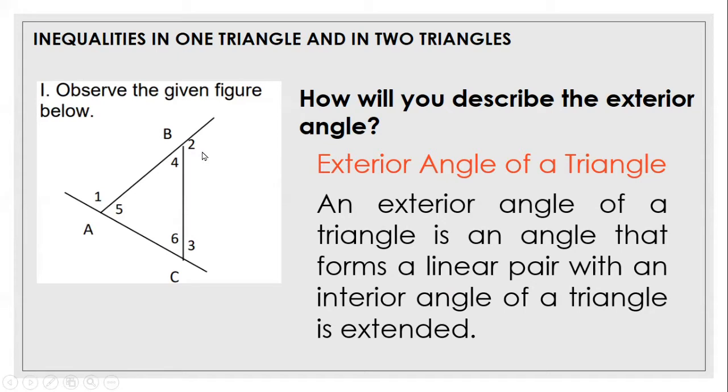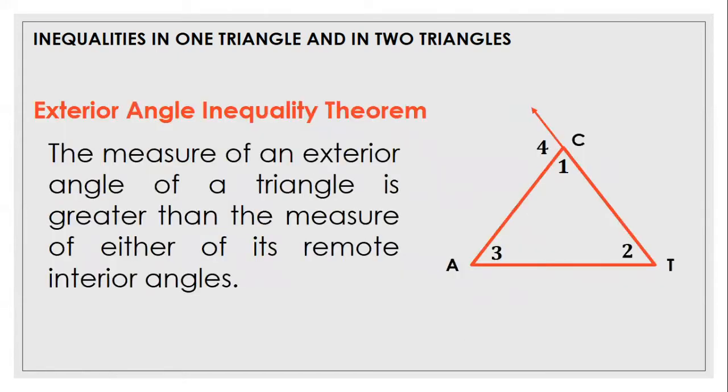Okay? So, another definition about exterior angle inequality theorem. The measure of an exterior angle of a triangle is greater than the measure of either of its remote interior angles. Okay, so sabi dito sa exterior angle inequality theorem na ang exterior angle ng isang triangle ay mas greater kaysa doon sa kanyang mga remote interior angles.